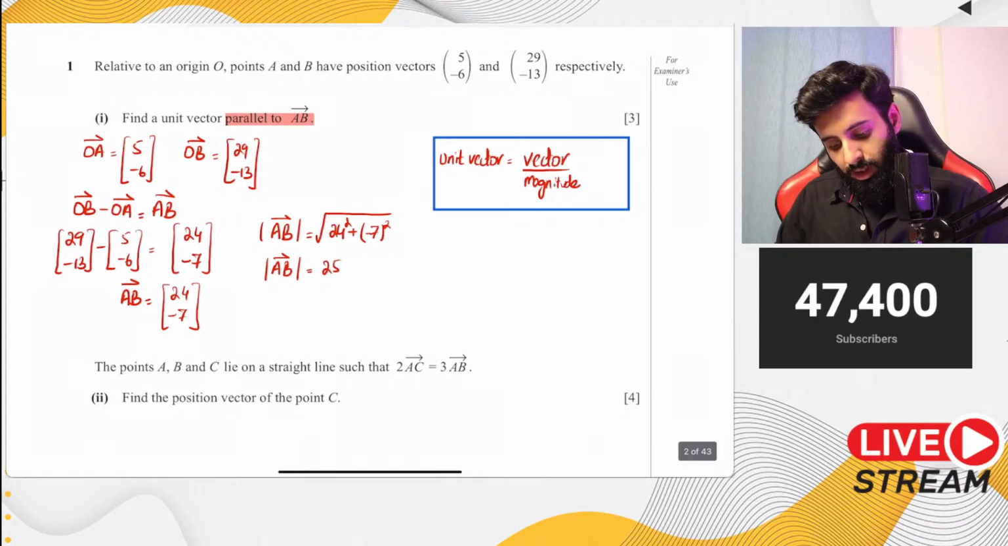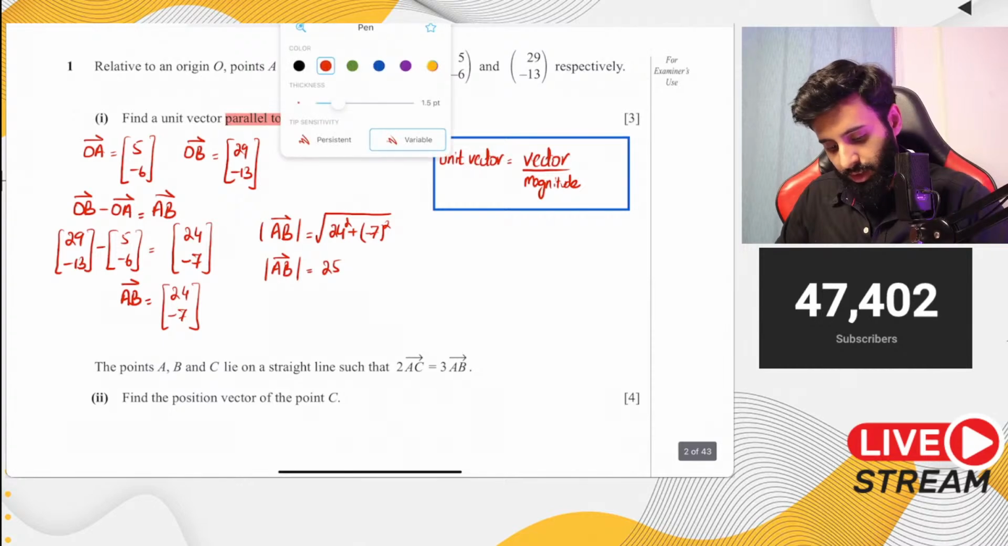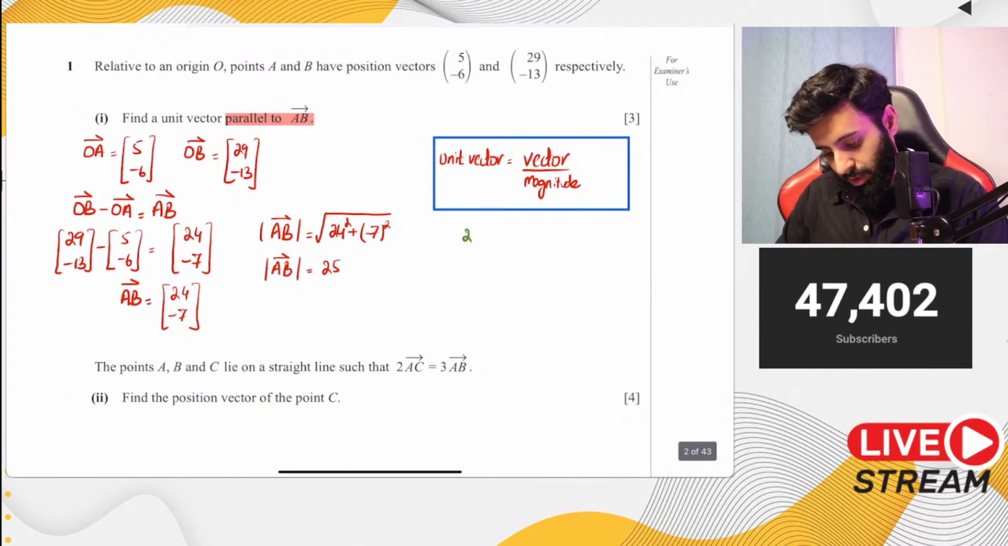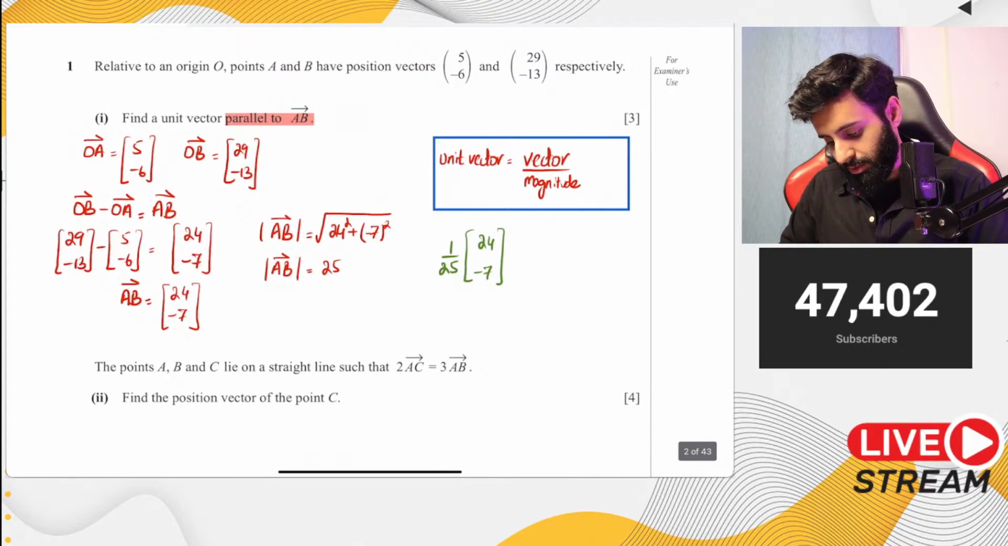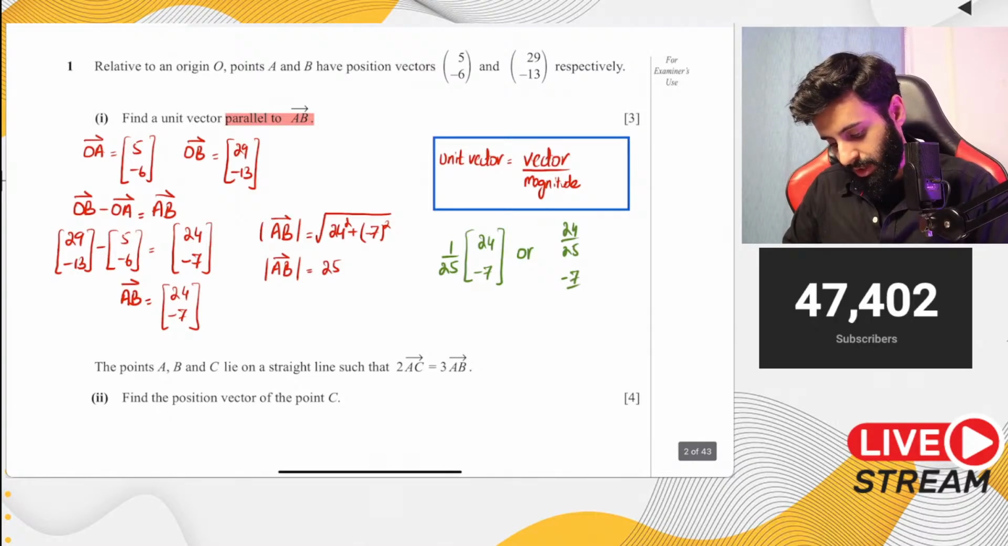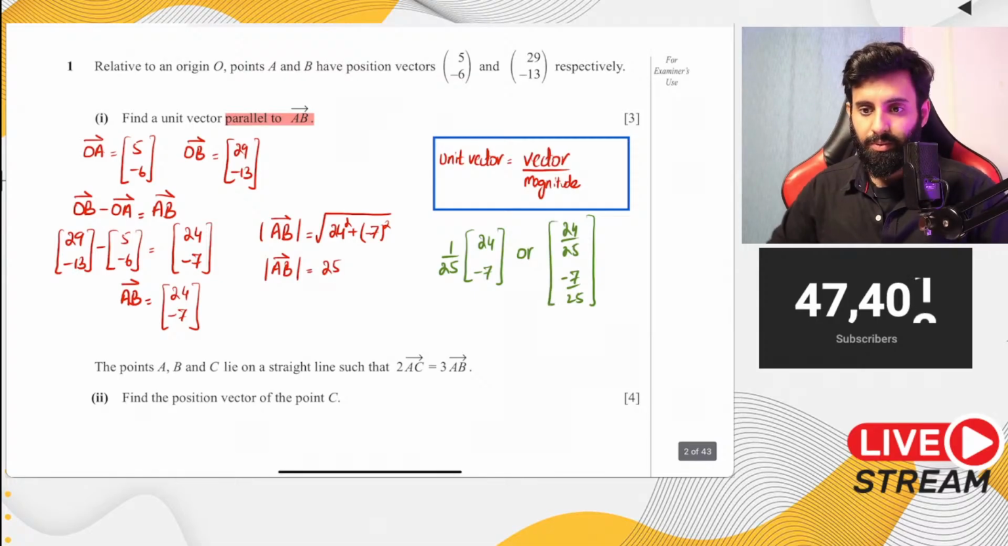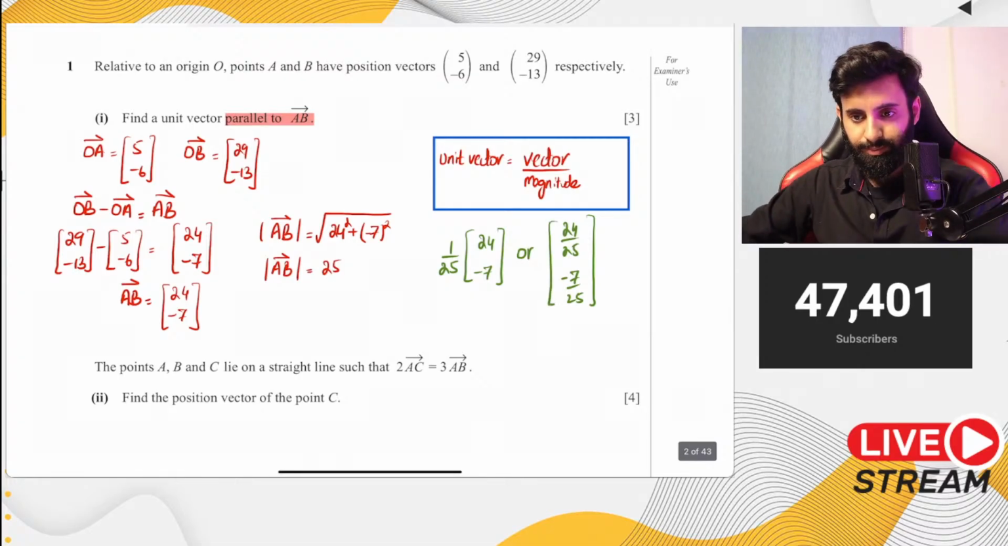Okay, now next you're supposed to write down the unit vector which is parallel to AB. So here's what we're going to do. You have multiple ways of writing the final answer. You can either write it like this: 1 upon 25 into 24 and minus 7, or you can take the 1 upon 25 and multiply it by both the components. That means you can multiply it by 24 upon 25 as well as the y component, in which case it becomes minus 7 upon 25. Okay, so there you go. That's your answer.